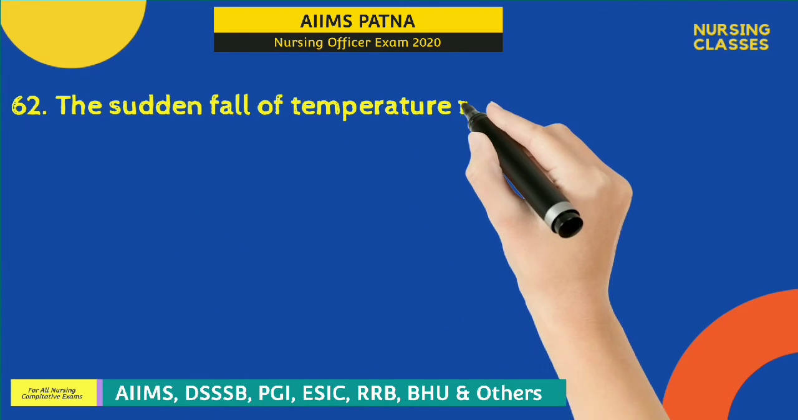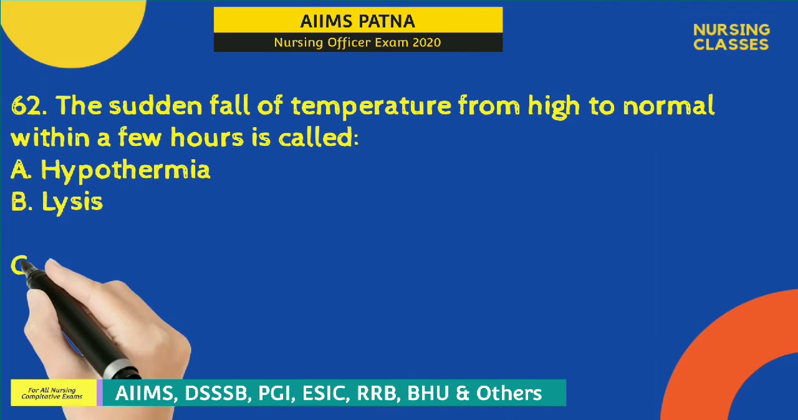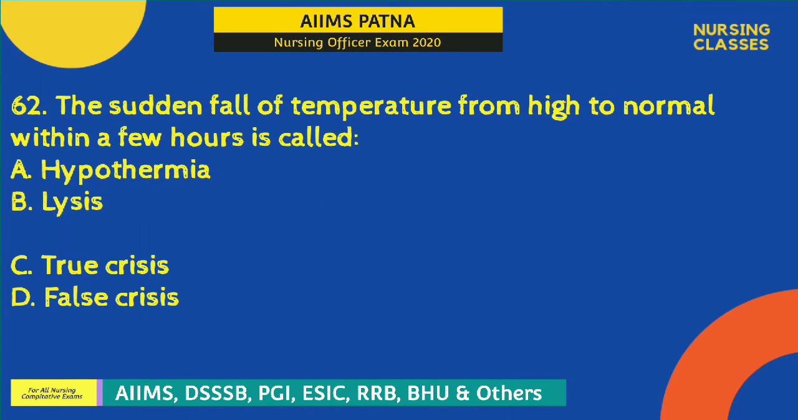62. The sudden fall of temperature from high to normal within a few hours is called A. Hypothermia, B. Lysis, C. True crisis, D. False crisis. Correct answer C. True crisis.